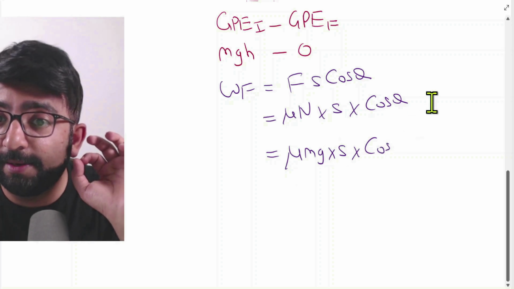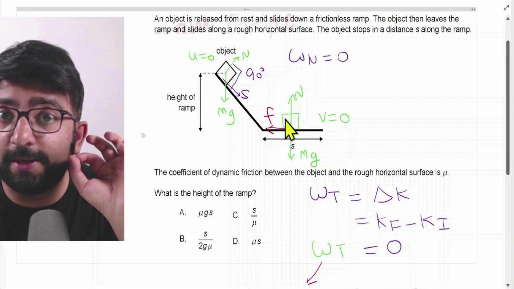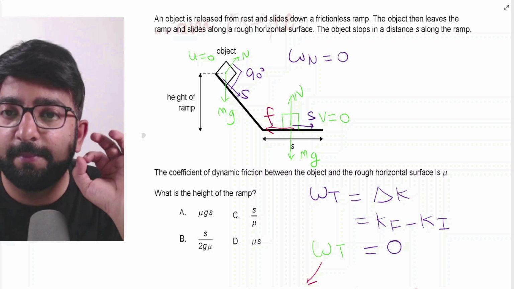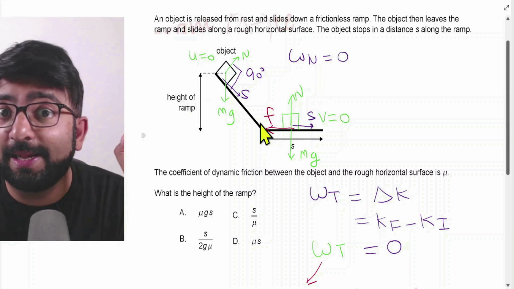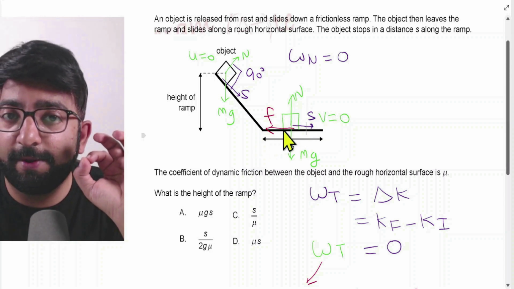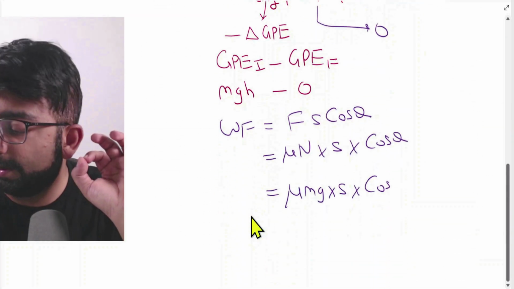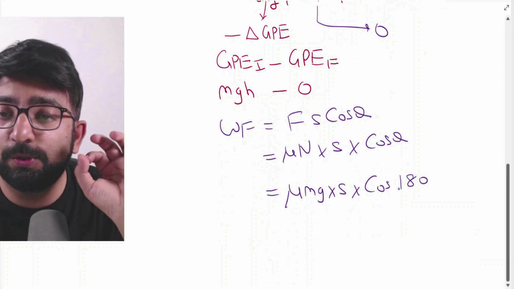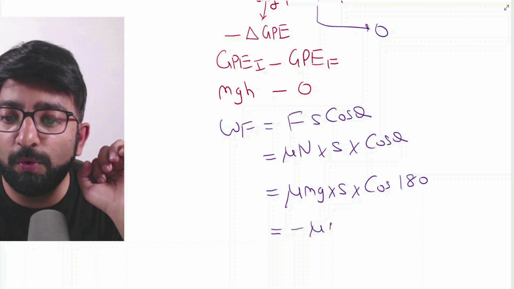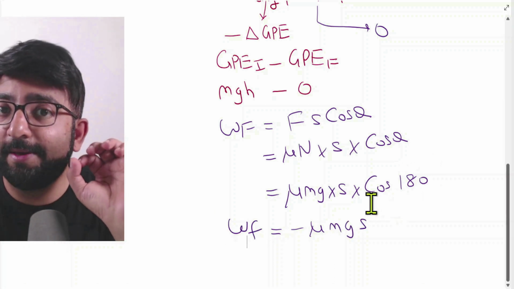Now theta is the angle between the friction and the displacement. In this case, the object is sliding forward, so the displacement is towards the right. Let me repeat, since the object is sliding forward, the direction of displacement is to the right, but friction is to the left hand side. So the angle between friction and s is 180 degrees as they are opposite. So we will write 180 here, cos 180. And now if we simplify this expression, we will get negative mu mgs as the work done by friction because cos 180 is minus 1.